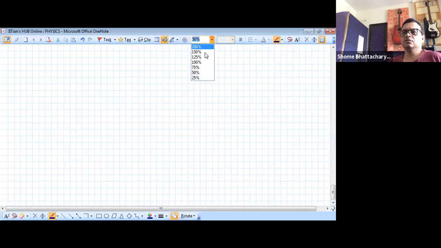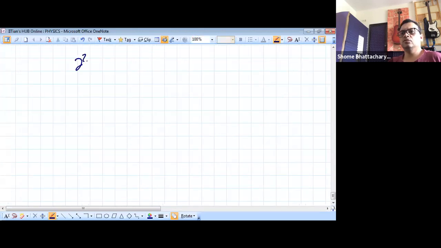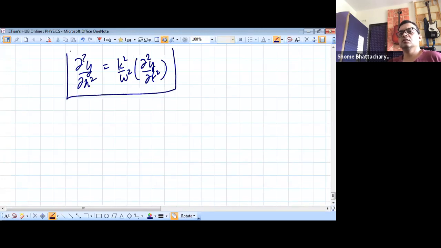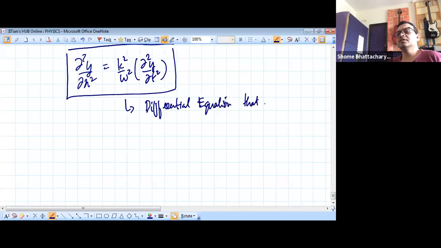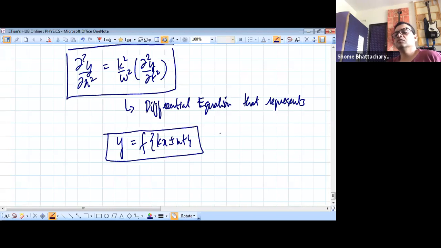Okay, so what is the significance of this equation? Let's understand. This one, del 2 y by del x square is equal to k square by omega square del 2 y by del t square. This equation is basically what we call the differential equation, that represents y is equal to f of kx plus minus omega t, where f is continuous and y is differentiable.